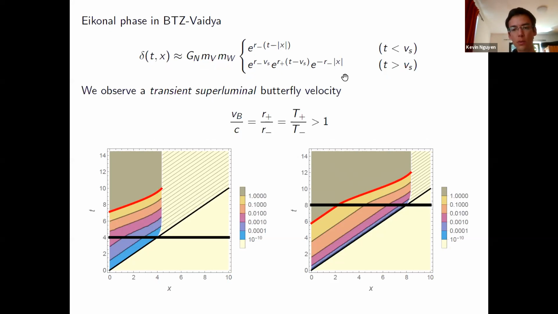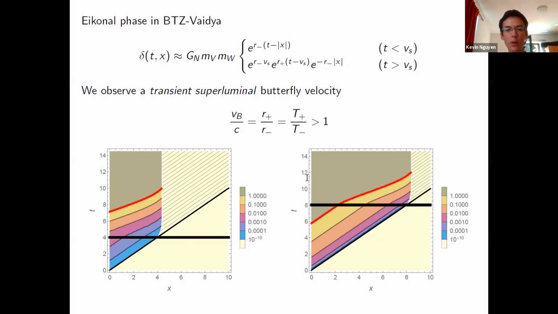Okay, so one can ask, where does this superluminal behavior come from? If you look at this expression, it's pretty obvious. You have exponential growth in time at the rate r plus, but you have exponential decrease in x at a different rate r minus. So it looks like the spatial dependence is only sensitive to the early temperature and not the late time temperature.